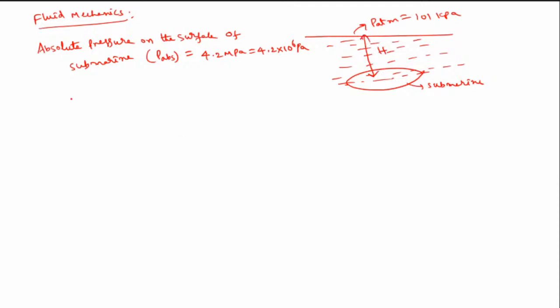And we know what the pressure is over here. So this is your P absolute. P absolute is nothing but P atmosphere plus rho g h, right? So this is the pressure due to the height of the water above the submarine. This is a small capital H.